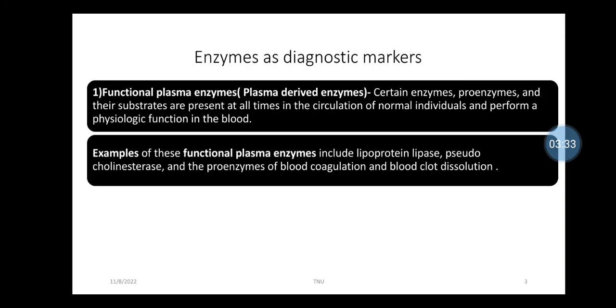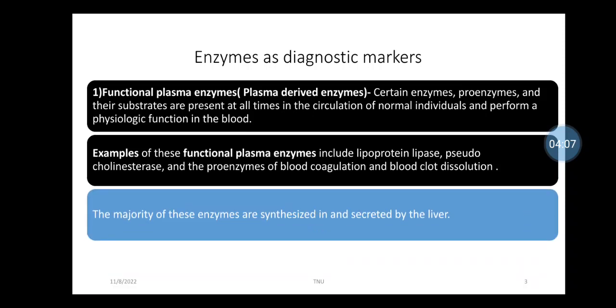Blood clotting factors, some of them play a role as proenzymes. What are proenzymes? They are basically inactive forms of the enzymes. They are activated by some activators, and they have a role inside blood. So because of this, they are called functional plasma enzymes. Means their function is inside blood plasma.